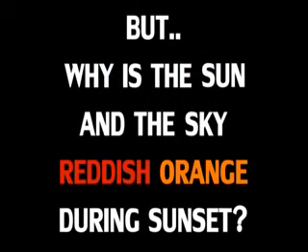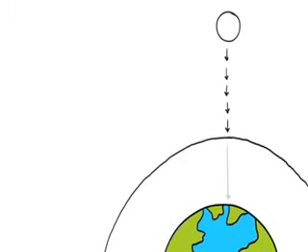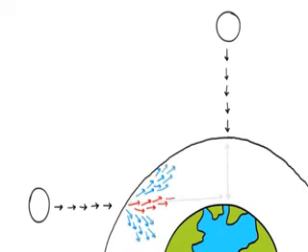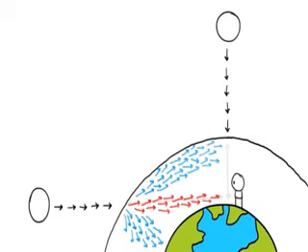Okay, so we know that the sky is blue and the sun is white. But why is the sun and the sky reddish-orange during sunset? Well, at sunset, the sun is a lot lower in the sky, and the sunlight has to travel through a lot more atmosphere to reach your eye, which means blue light has a lot more time to scatter all around. And what remains is the red light, which reaches our eye.